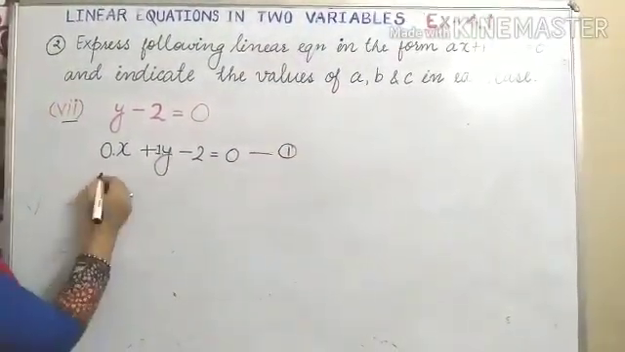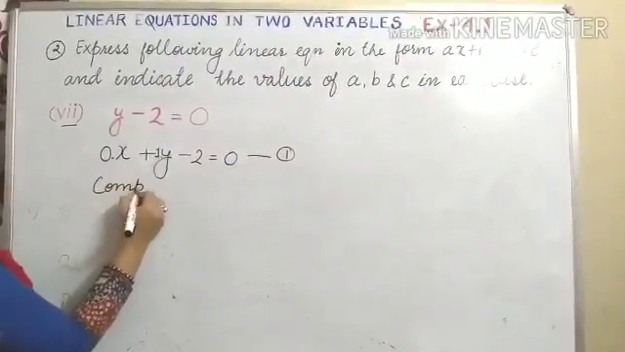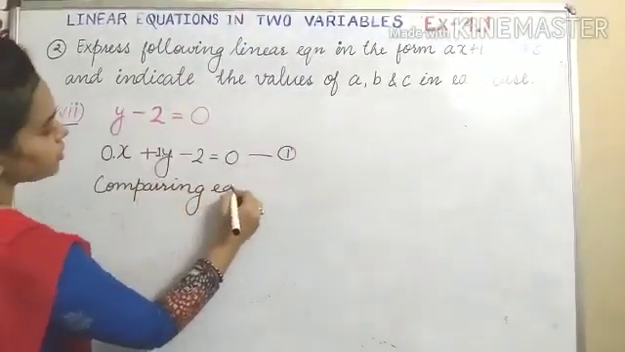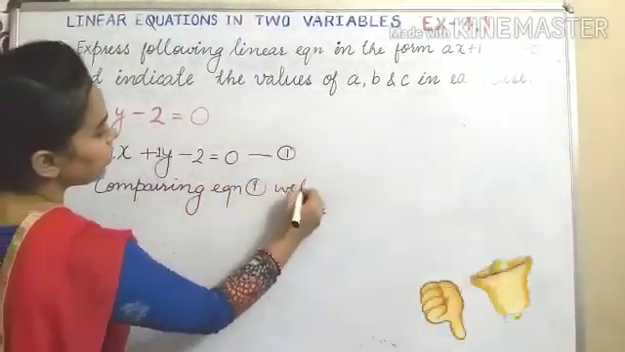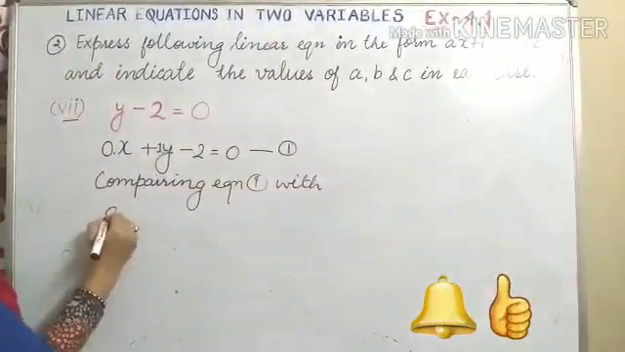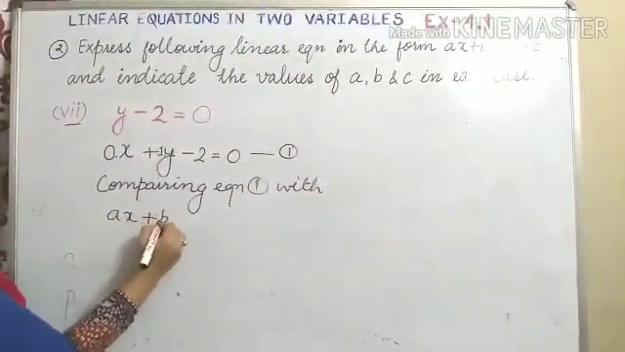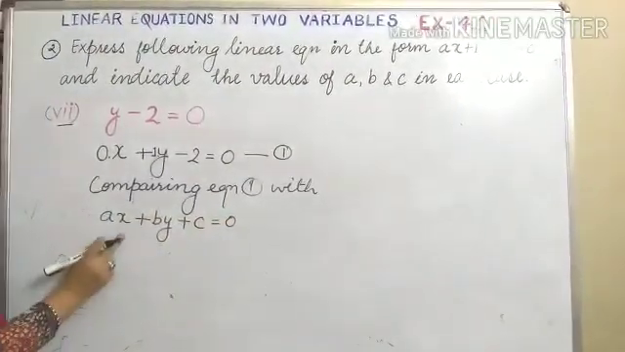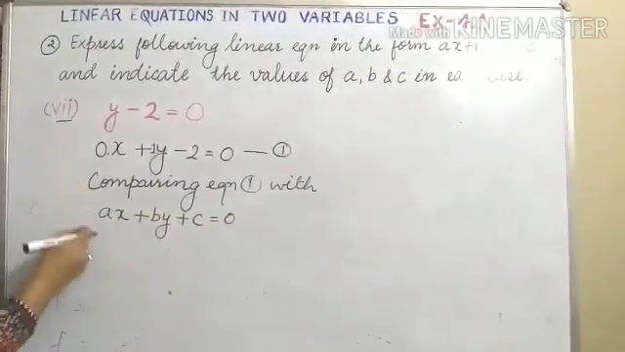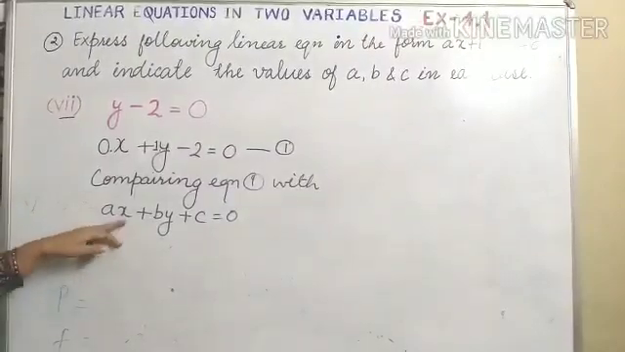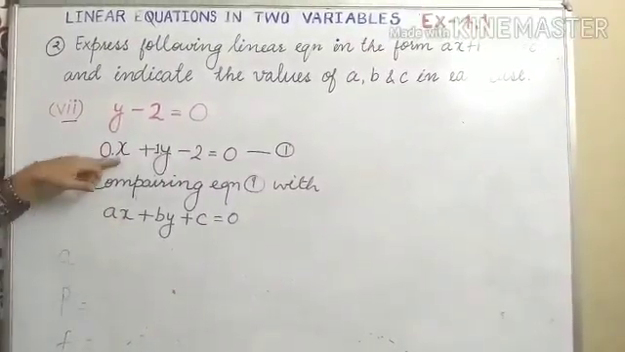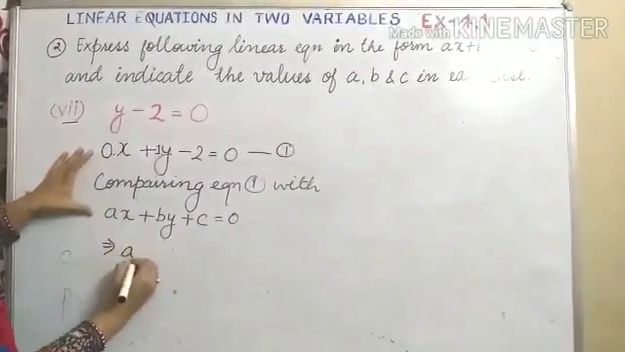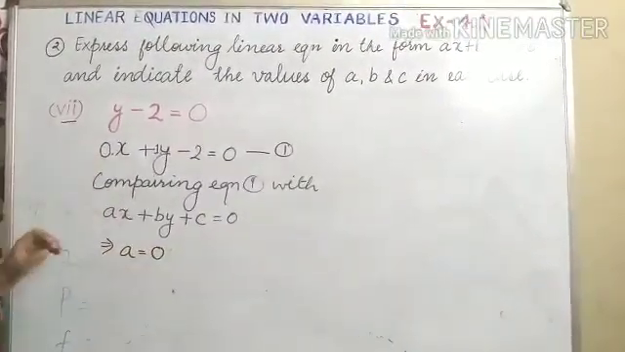Again comparing equation 1 with ax plus by plus c equal to 0. This is our standard equation with which we have to perform the comparison. Now, the coefficient of x is a, and the coefficient of x is 0 here. So, it directly implies that a is equal to 0 here.